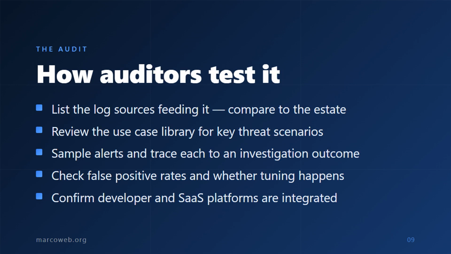How does an auditor test it? You request the list of log sources feeding the SIEM and compare it against the in-scope system inventory, missing sources like cloud APIs, identity platforms, or SaaS tools are findings. You review the use case library and check that key scenarios are covered: credential misuse, privilege escalation, bulk data access, lateral movement. You sample alerts from the period and trace each one through to a documented investigation outcome and whether it met the SLA. You look at false positive rates, because a SIEM that cries wolf constantly gets ignored by the humans. And you specifically confirm developer platforms and SaaS applications are integrated.